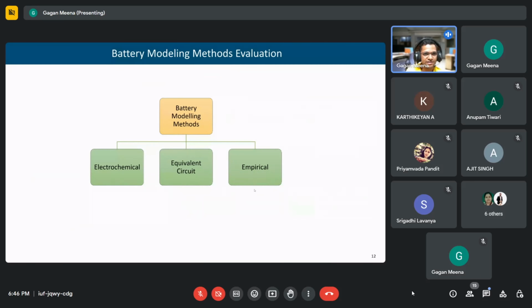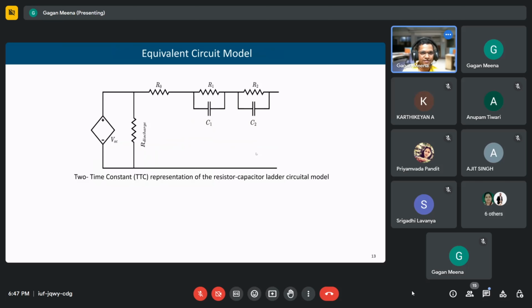Okay. Then we discuss the battery modeling methods. There are three methods: electrochemical, equivalent circuit, and empirical method. This is the equivalent circuit for a battery. It's a two-time constant representation because of these two RC blocks. We can have several. The more we increase, the better the performance of the model, and better the estimation of state of charge.